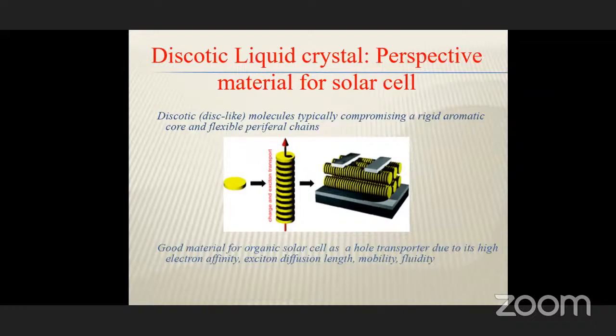This is one of the most important categories of liquid crystals. These typically have a rigid aromatic core and flexible peripheral chains, and are a good material for organic solar cells as a hole transporter due to their high electron affinity, high exciton diffusion length, mobility and fluidity.